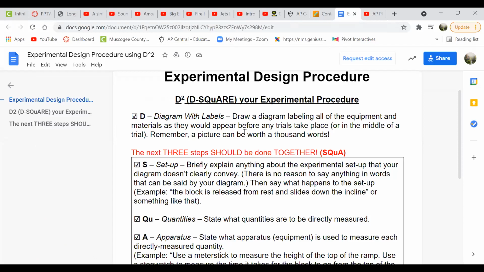D dash capital S, capital Q, U, capital A, capital R, capital E, D squared. I'll give you a second to write that down.